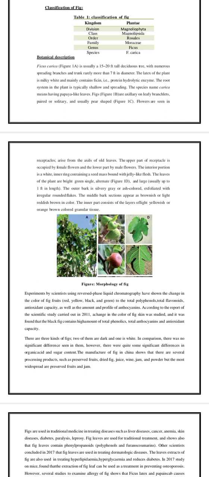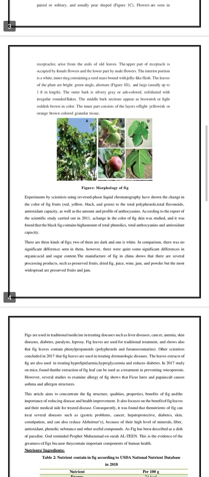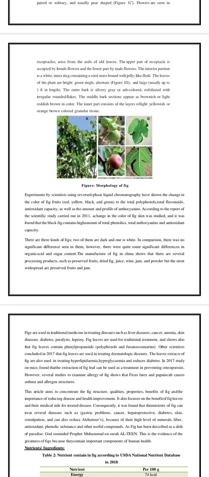Figs, which are shown below in the figures, are axillary on the leafy branchlets, paired or solitary, and usually pear-shaped. Flowers are seen in the receptacles that arise from the axil of an old leaf. The upper part of the receptacle is occupied by the female flowers and the lower part by the male flowers. The interior portion is white, with an inner ring containing a seed mass found within jelly-like flesh.